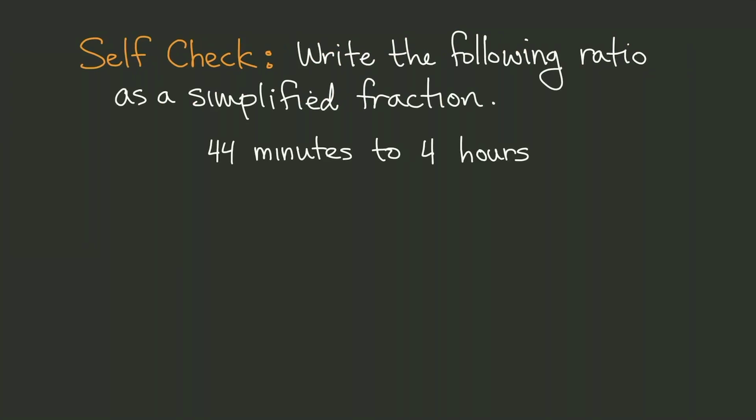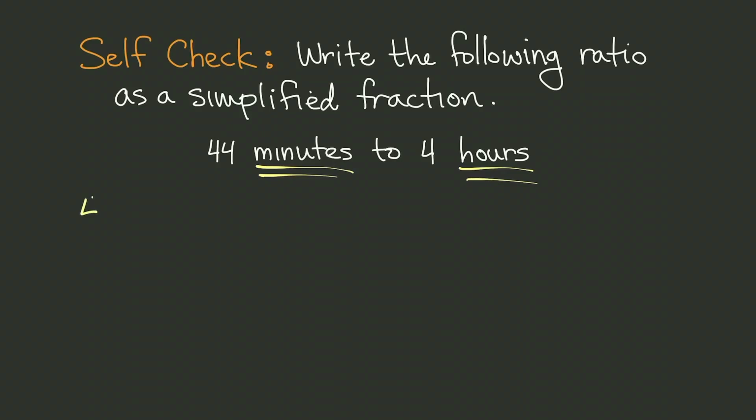Let's do a self-check. Now I want you to take a careful look at this one before you work it out. Pause the video, work it out on your own, but look for a trap in there. Here we have 44 minutes to 4 hours. So the first thing that we need to notice is that we have minutes and hours, so our units don't match. We can't write the ratio until our units match.